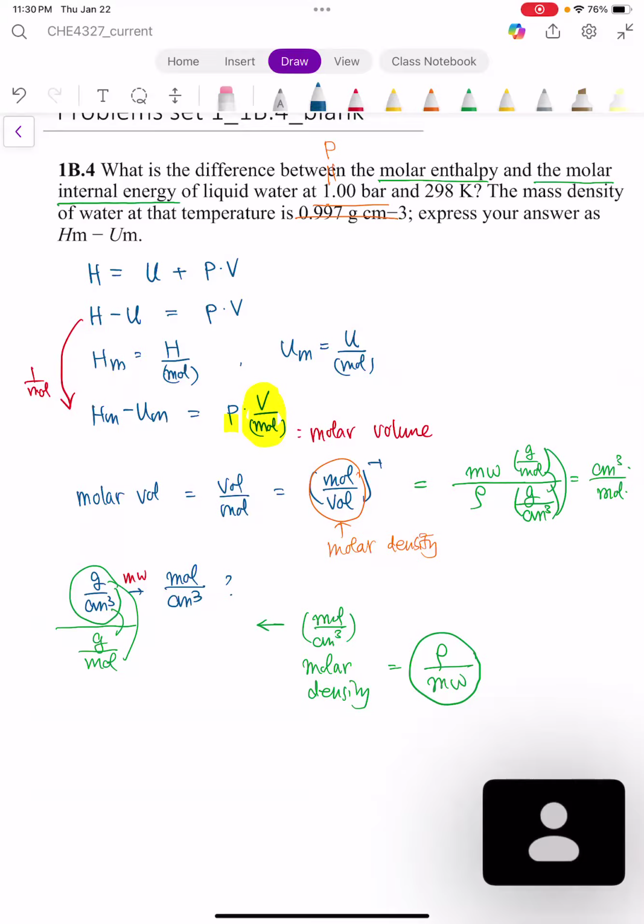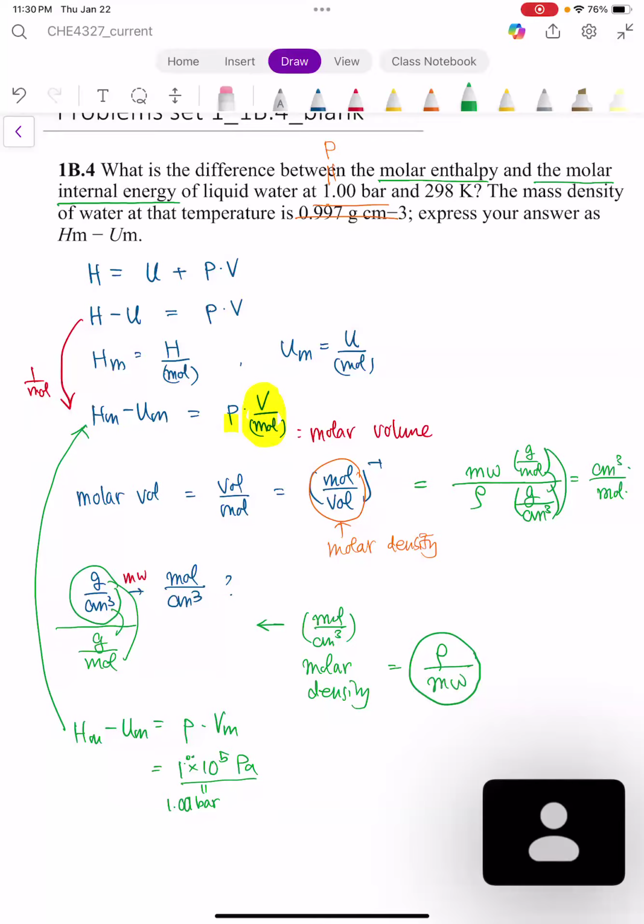Okay, so now let's go back to our main focus over here, which is HM minus UM. HM minus UM is P times molar volume, and P was 1 bar, so 1 bar is equal to 10 to the 5 Pascal. This is basically 1 bar, or let's retain the significant figures, 1.00 bar.